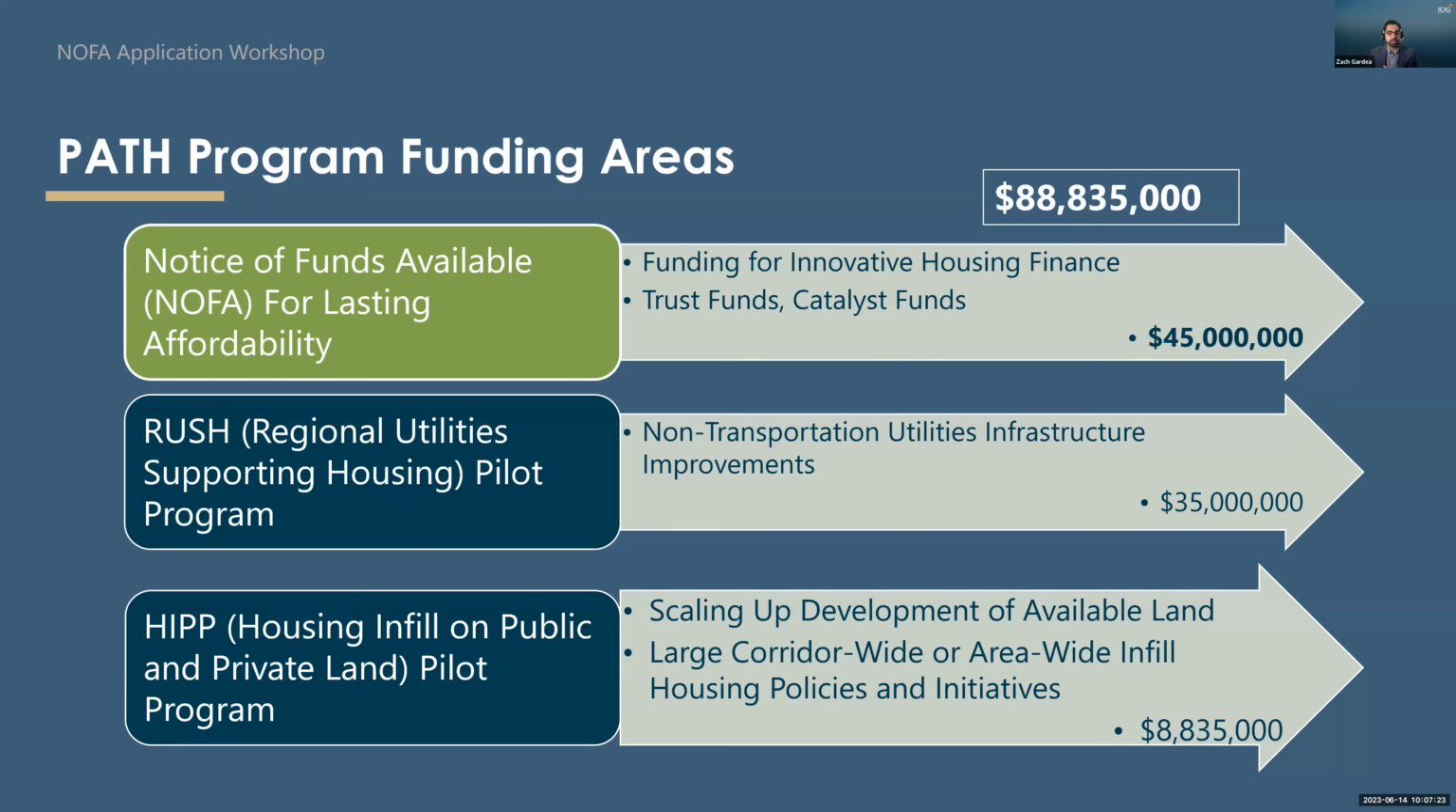Our other focus area is RUSH, or Regional Utility Supporting Housing Pilot Program. That looks to fund innovative projects around housing supportive utilities to fund system-wide and sustainable utility infrastructure. The third program within PATH is HIP, or Housing Infill on Public and Private Land. That's also a pilot program, and that will make more than $8.8 million available into two key buckets, which are scaling up housing on surplus or underutilized land, and increasing housing capacity along corridors and in area-wide infill locations.